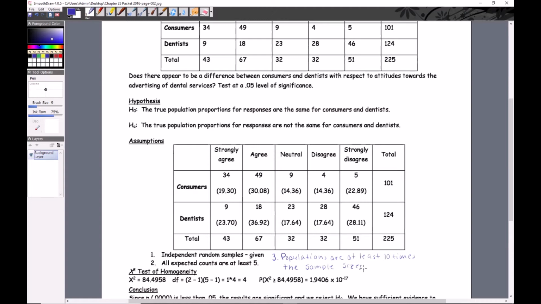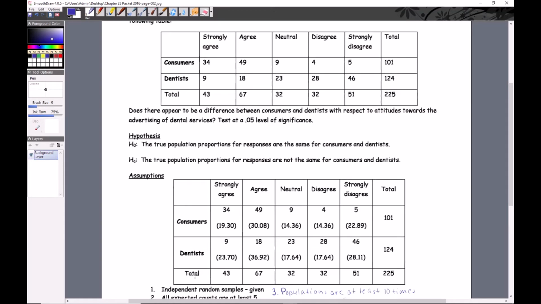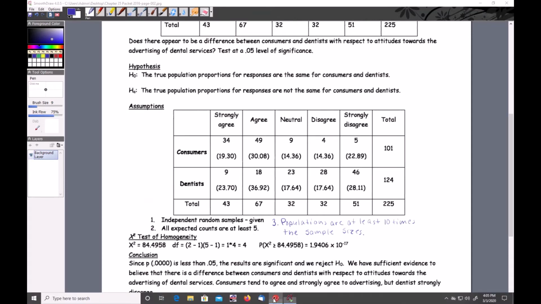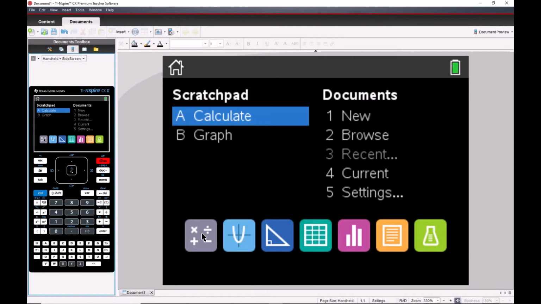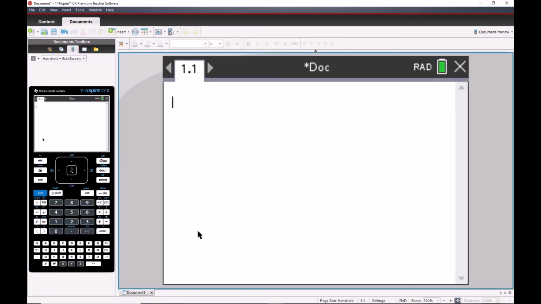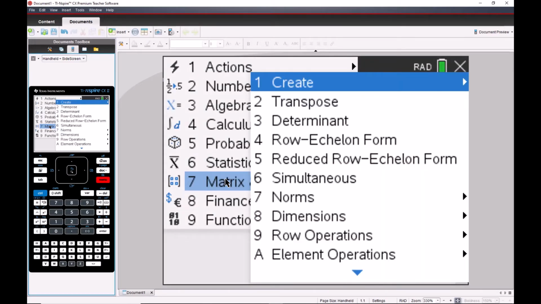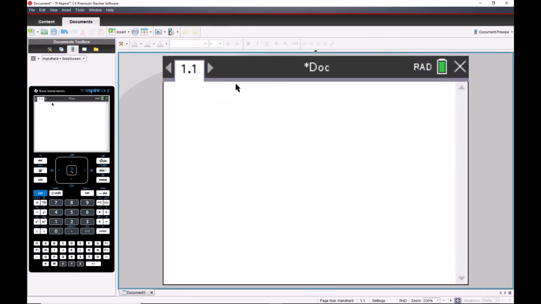All right, so in order to get the chi-square, the degrees of freedom, the p-value, and all of the expected values, we're going straight to the calculator. I'm going to do my work in a calculator page. I think you can get by if you do it in a scratch pad, but here's what we're going to do. The first thing we need to do is set up a matrix. So we need matrix and vector, create a matrix.